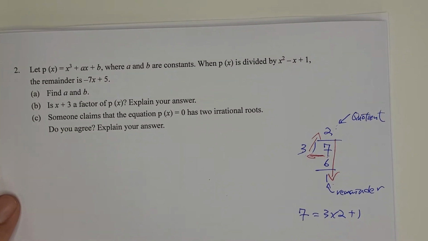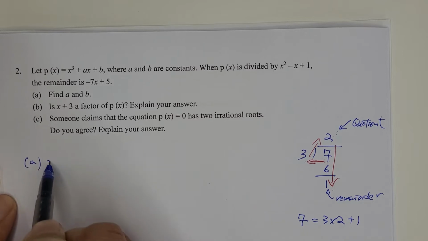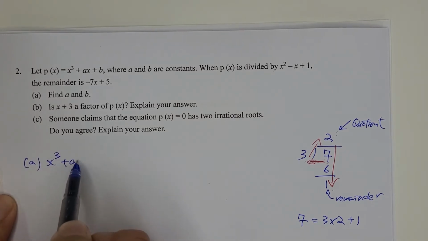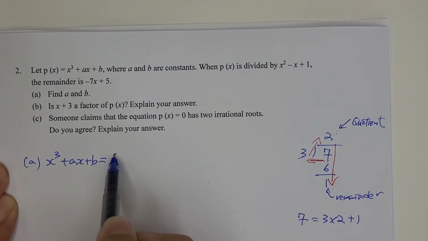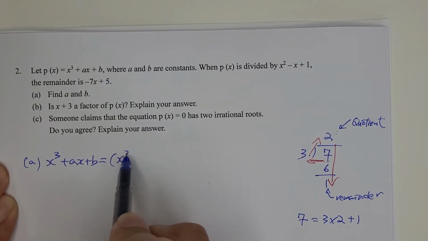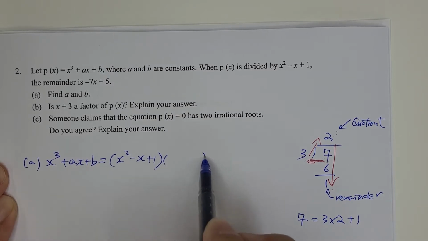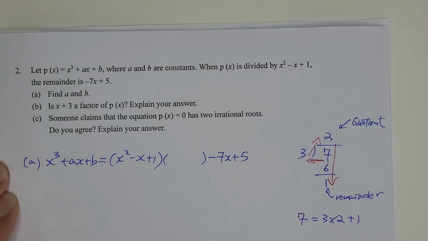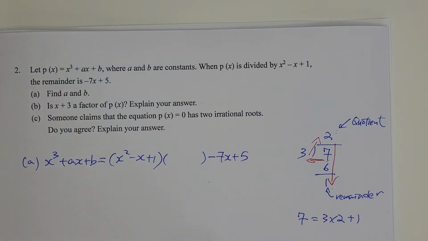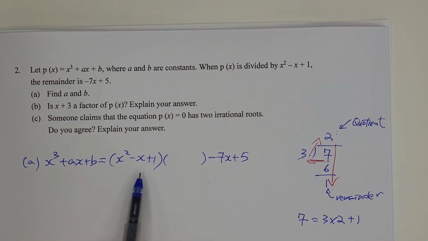So go back to this question, then you can see that P(x) can be written as a divisor x squared minus x plus 1, and here there's a quotient, and then plus the remainder. The problem is, what is the quotient? The format of the quotient. Try to think.